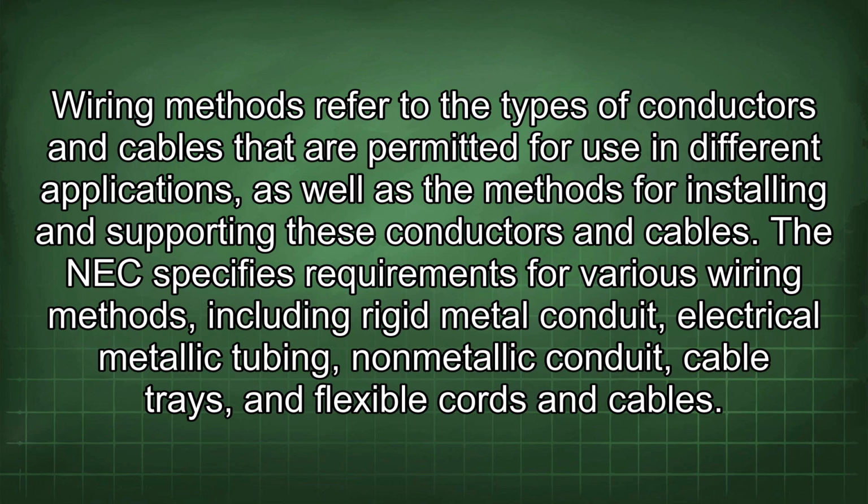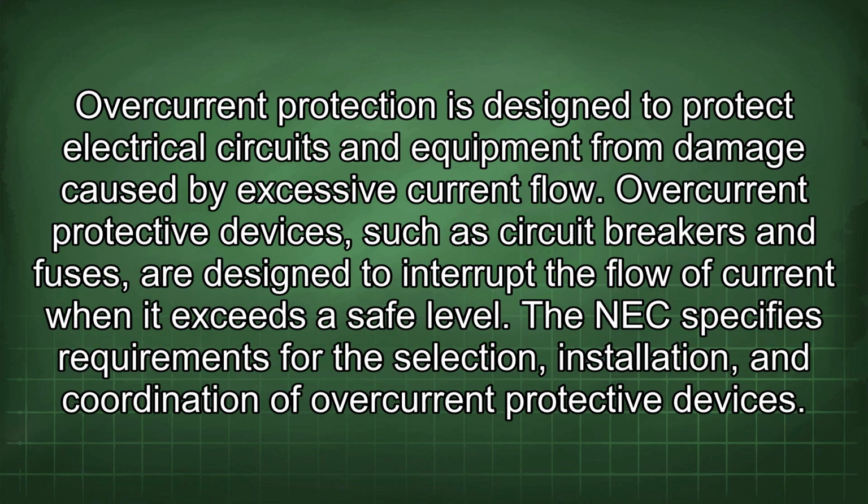The NEC specifies requirements for various wiring methods, including rigid metal conduit, electrical metallic tubing, non-metallic conduit, cable trays, and flexible cords and cables. Overcurrent protection is designed to protect electrical circuits and equipment from damage caused by excessive current flow. Overcurrent protective devices, such as circuit breakers and fuses, are designed to interrupt the flow of current when it exceeds a safe level. The NEC specifies requirements for the selection, installation, and coordination of overcurrent protective devices.